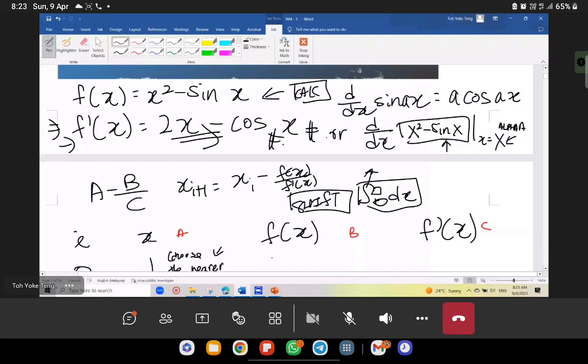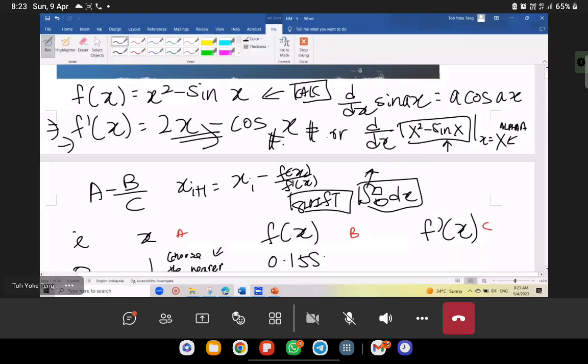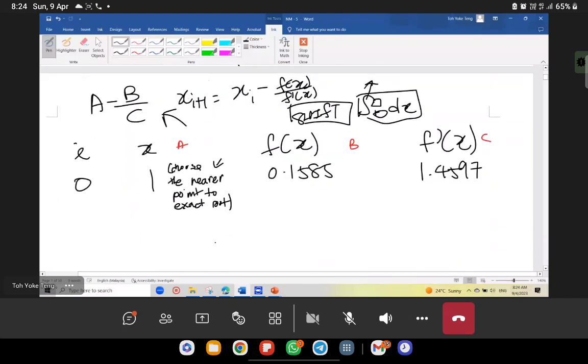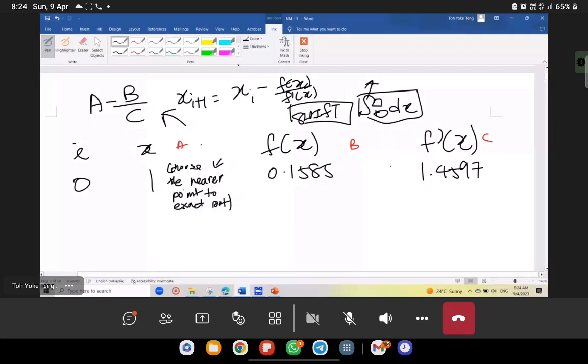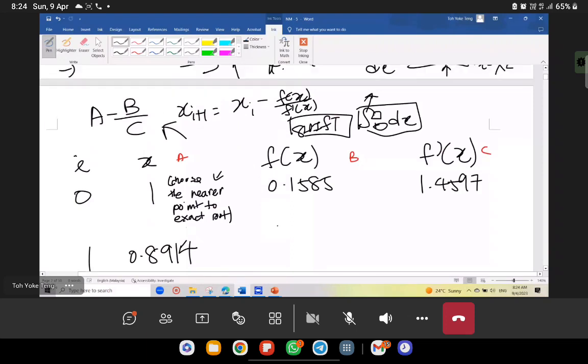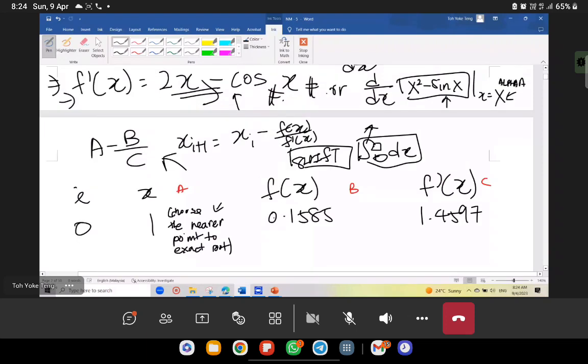So you are going to get the value 0.1585. And then again, it's the same thing, insert this into the calculator, press calculate also. The first derivative you get is 1.4597. Then just insert the formula for the Newton-Raphson method as refers to here. Insert the values A, B, C into the calculator. So the latest value of x is 0.8914.